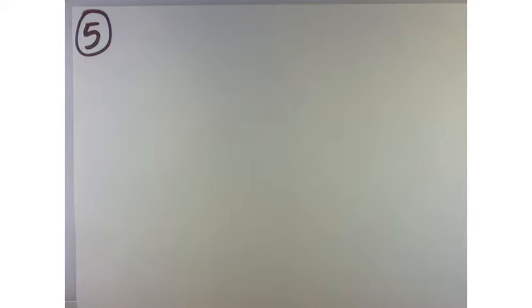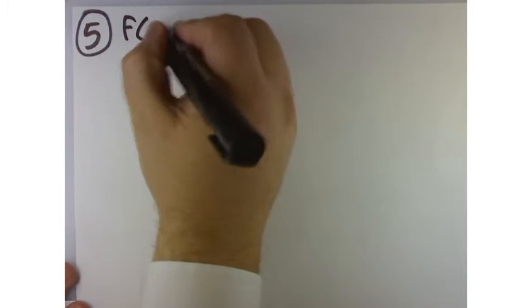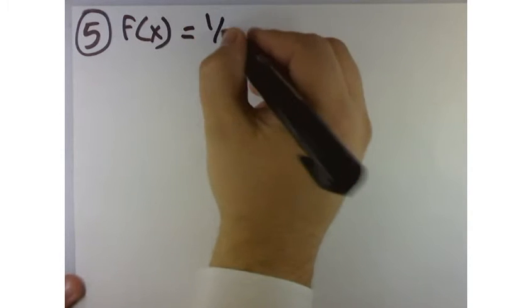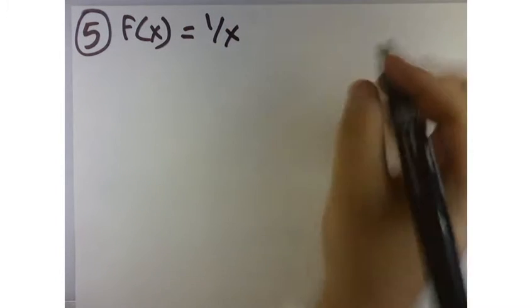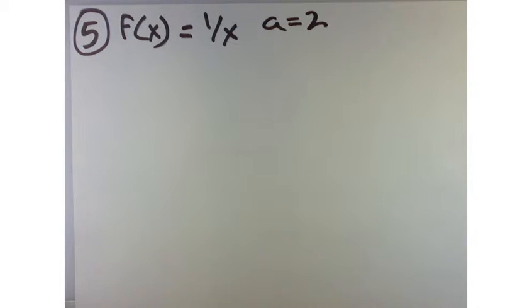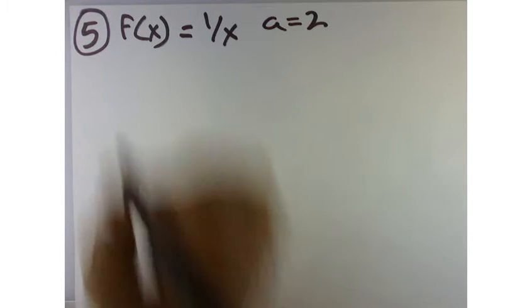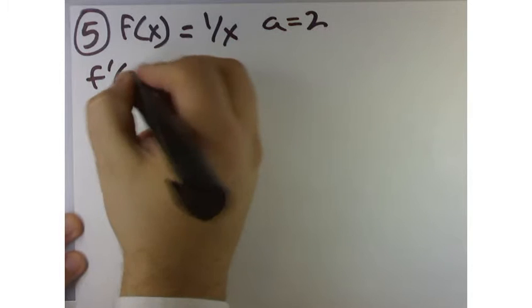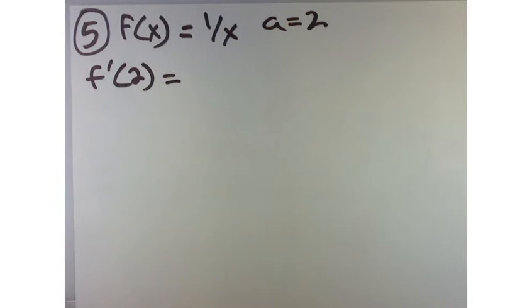We are given the function f of x is equal to 1 over x, and then we're asked to calculate the derivative at a given point. Now what we want to find is f prime evaluated at 2, okay?